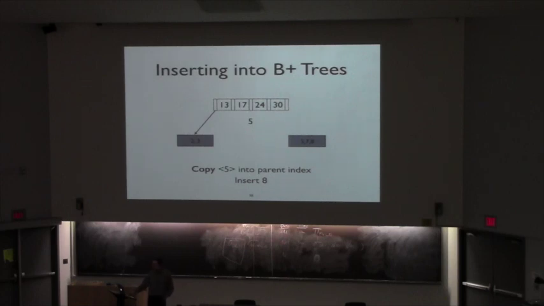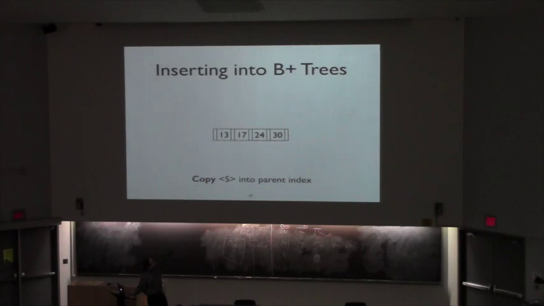Right, so we have the same problem that we did before. We have to put it into the parent index, but the parent index can only hold 4 values. So we need to take the parent index, and we now need to split that into two new parts. Just like before, we take the middle pointer, and we split on that.